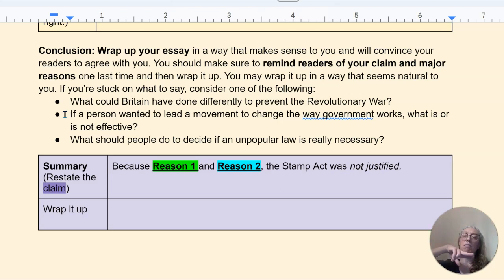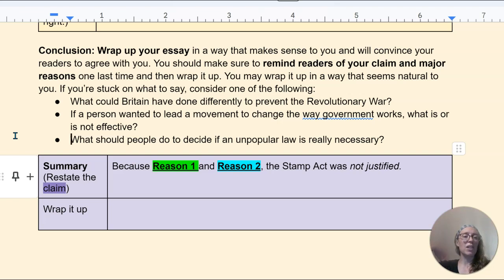Similarly related but different question that you could use to think about with your conclusion is, what should people do to decide if an unpopular law is really necessary? The Stamp Act was not popular, but you can make a pretty good case that it was necessary. So, should the colonists have been listening to people like Patrick Henry who were ready to light a match and throw it on the fire and try to get this war going? Should we listen to people like him? Or should we listen to people who are maybe a little bit more calm? How do we check it out?